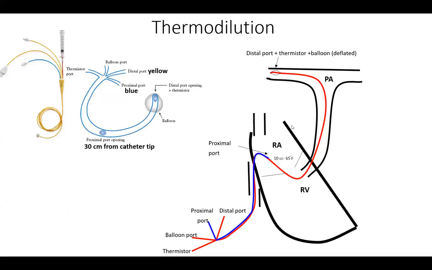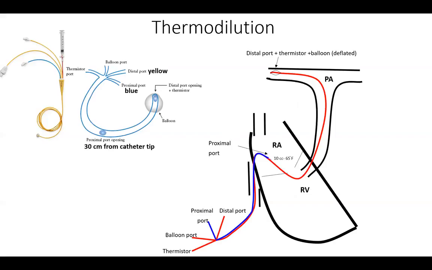Now, there is another important pitfall unrelated to you. Even if we put 10 cc of cold saline immediately, if the patient has a very low cardiac output, let's say 2 liters, 1.5 liters a minute, that cold saline will warm up with the blood as it's traveling slowly to the PA. It will warm up before it gets to the PA. And as a result, it will create a narrower curve than you would have expected, okay? Because it already warmed up. So the curve will be much sharper than this. And so if you have a very low cardiac output, thermodilution may overestimate the true cardiac output.